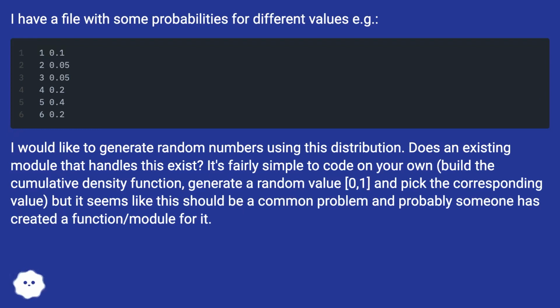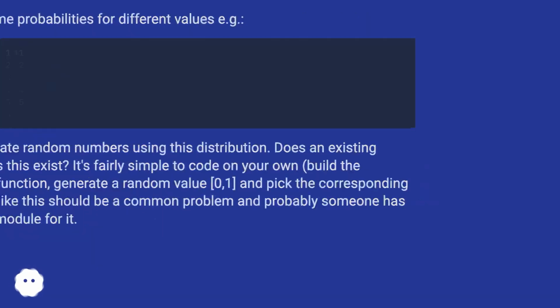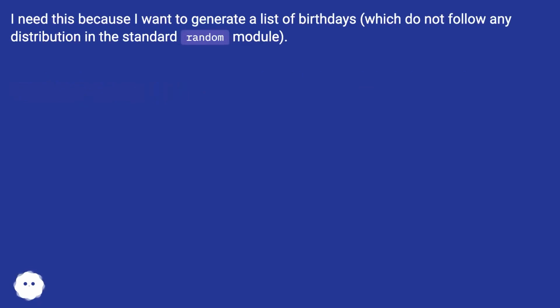It's fairly simple to code on your own. Build the cumulative density function, generate a random value in 0, 1, and pick the corresponding value, but it seems like this should be a common problem and probably someone has created a function or module for it. I need this because I want to generate a list of birthdays, which do not follow any distribution in the standard random module.